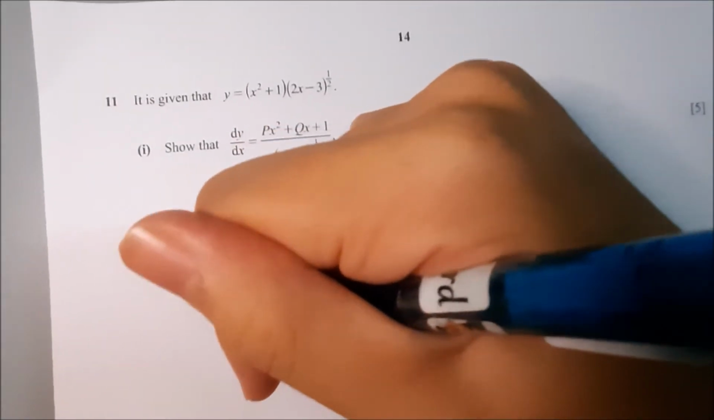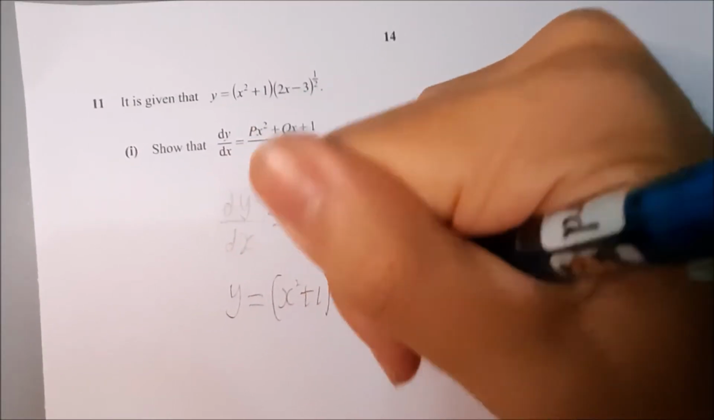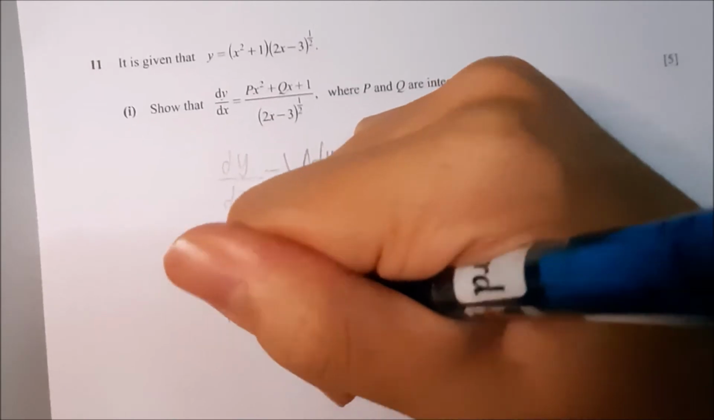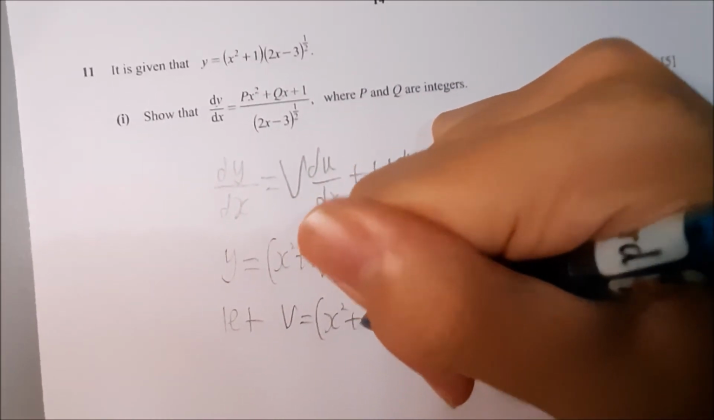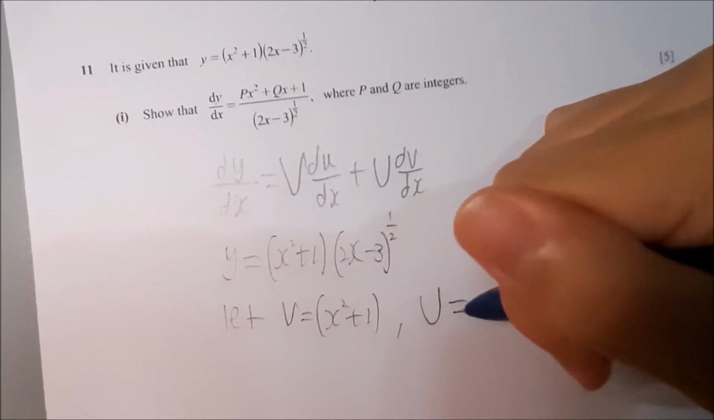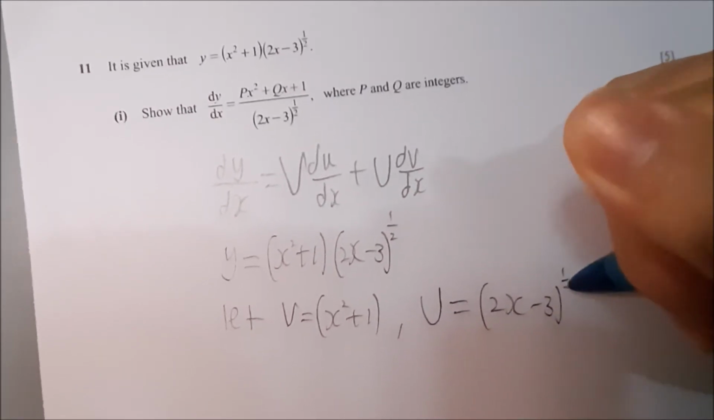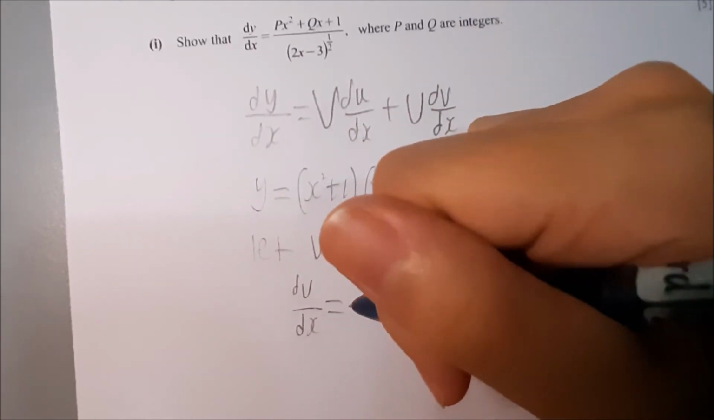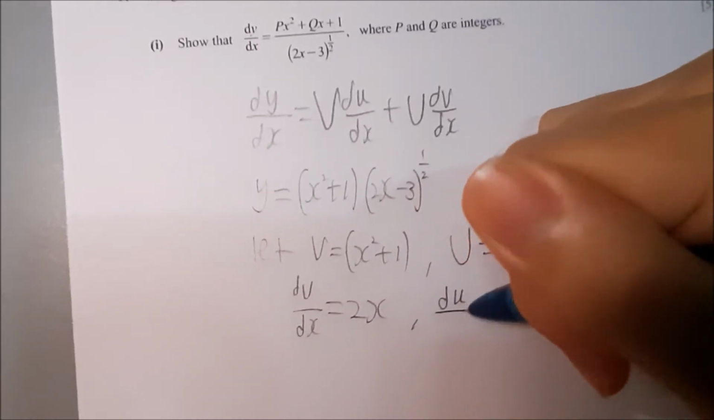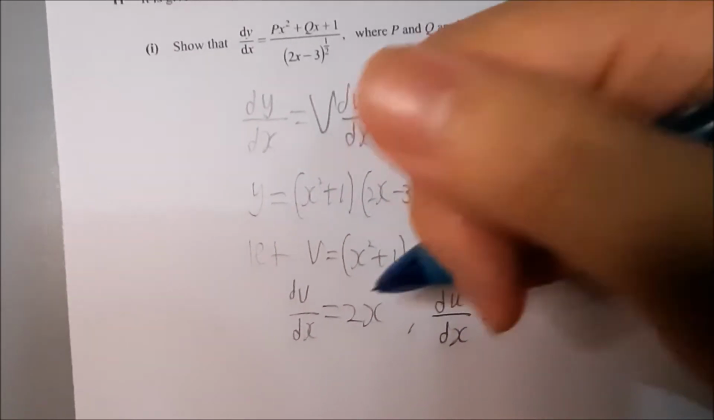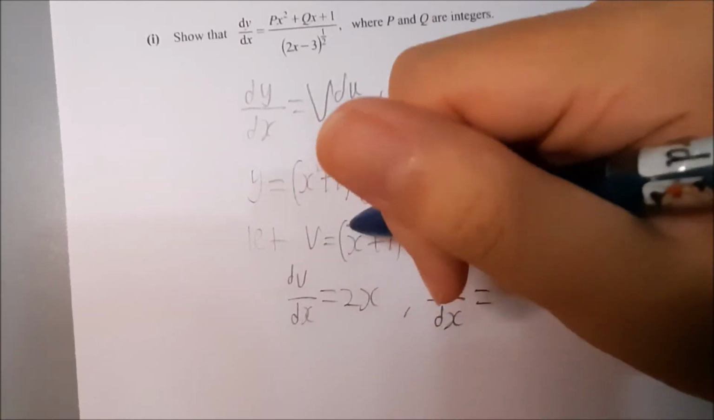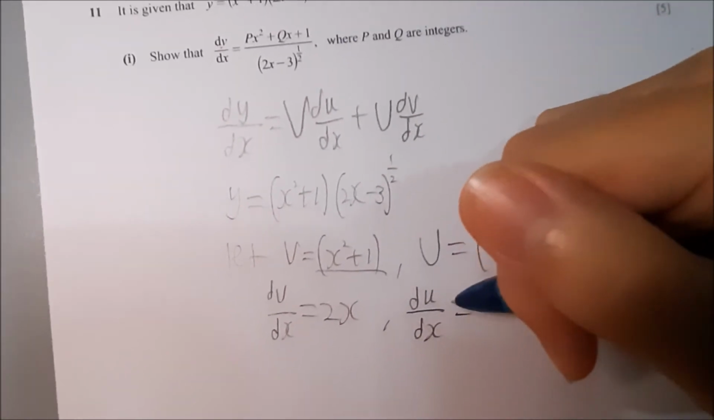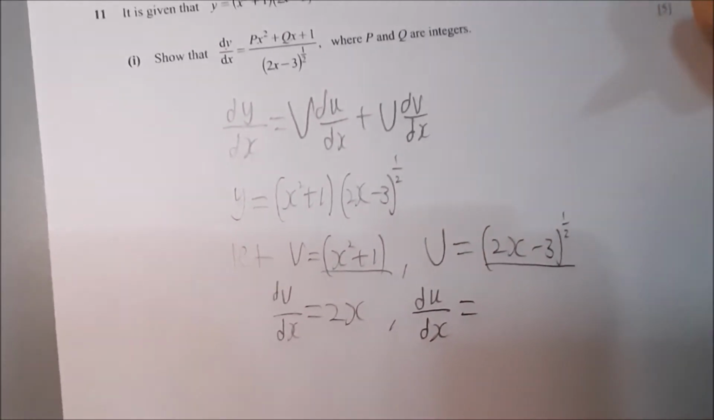So since y equals to x squared plus 1, 2x minus 3 to the power of half, in this question, we let v equals to x squared plus 1 and u equals to 2x minus 3 to the power of half. And now we can get our dv dx, which is 2x, and our du dx value. So when you get dv dx, it is basically differentiating the v value that you have just got. So for this one, you're differentiating this equation here.